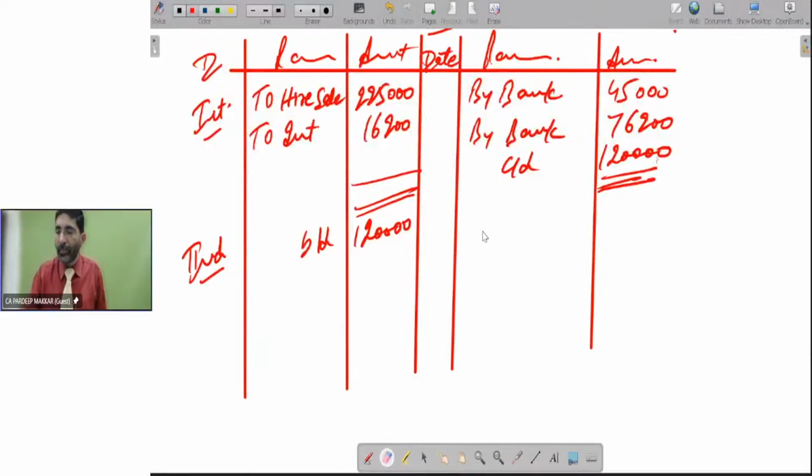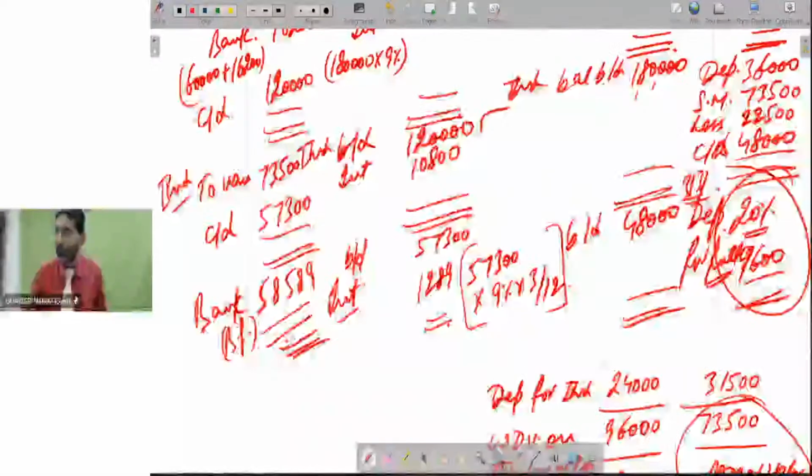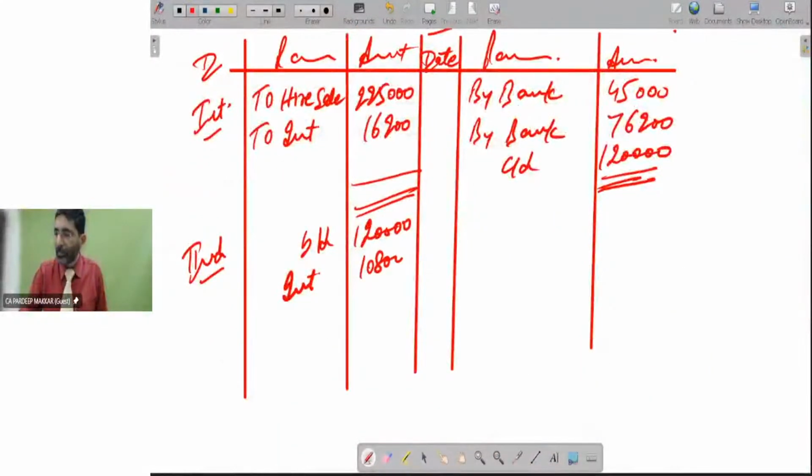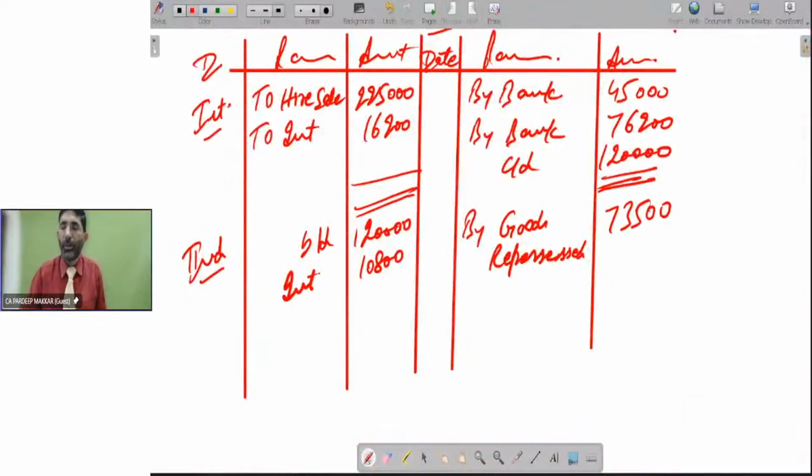So now payment is not received in the second year. Instead, interest is to be charged. How much is the interest? 10,800. Then goods are repossessed by us. We have repossessed the goods. So by goods repossessed. At which value have we repossessed the goods? We know it. This is 73,500. So we have to record it in our books of accounts at 73,500 only.